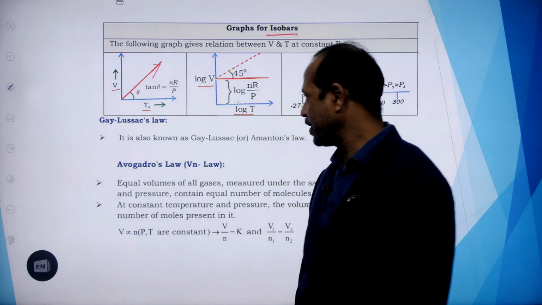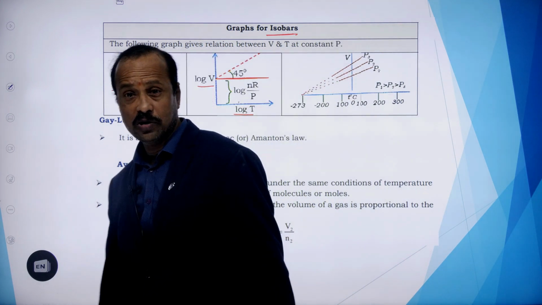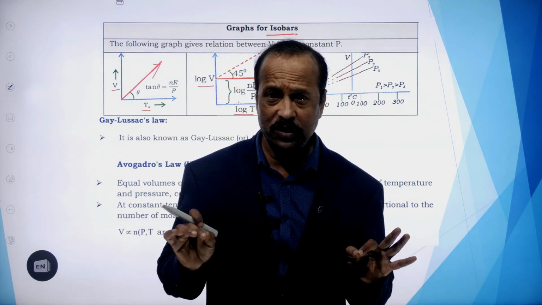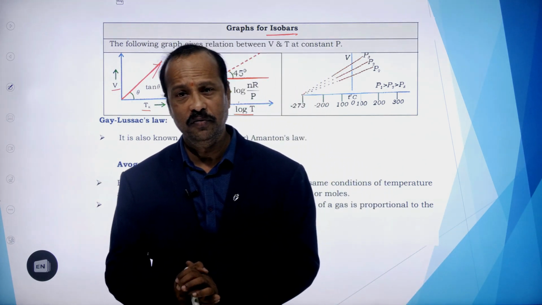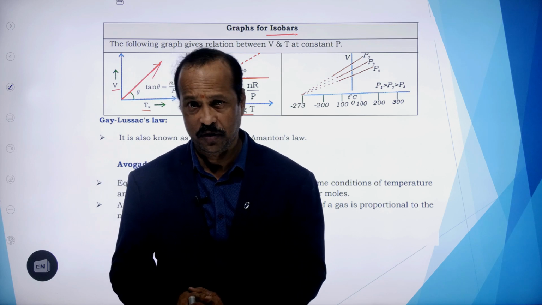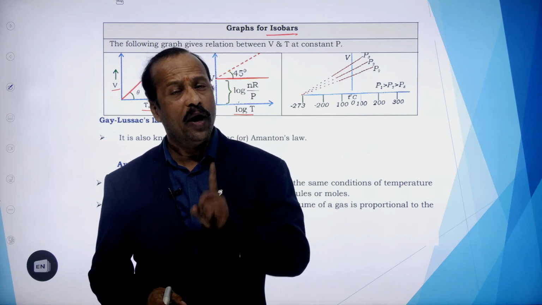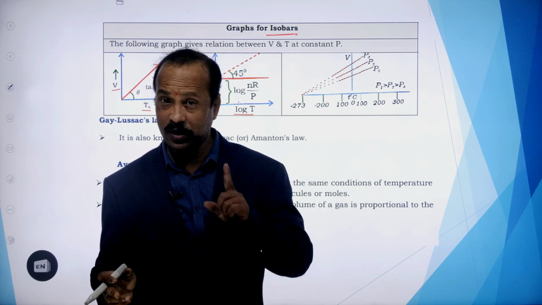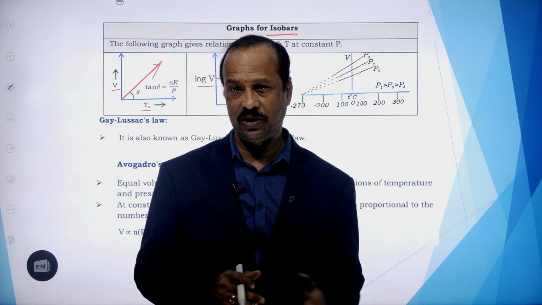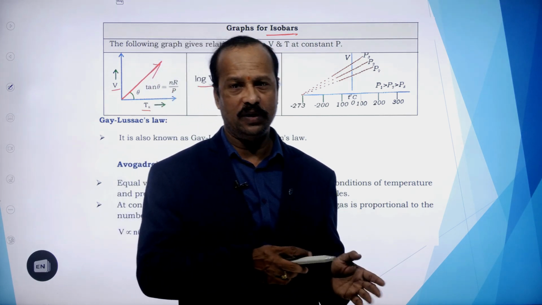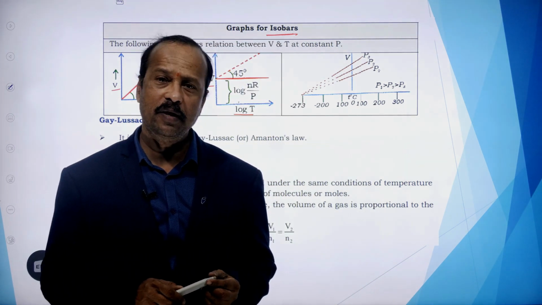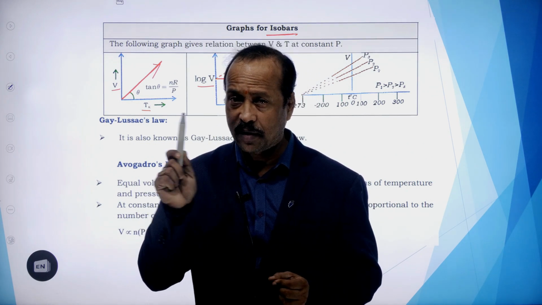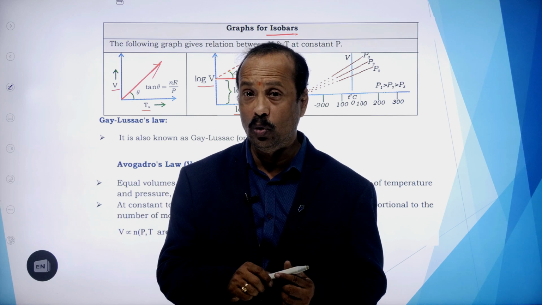Now, last and final law, Avogadro's law. Avogadro's law states that under the same conditions of temperature and pressure, otherwise we take at STP, 1 mole of any gas occupies 22.4 liters. Already we discussed this in stoichiometry in the previous chapter, right? So, here, slightly, what we say is, under the same conditions of temperature and pressure, the volume of a given mass of a gas is directly proportional to the number of moles.